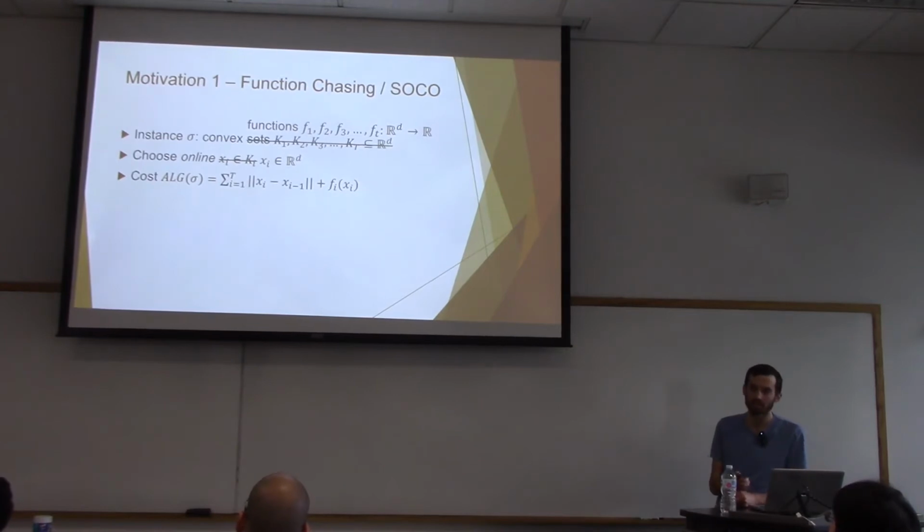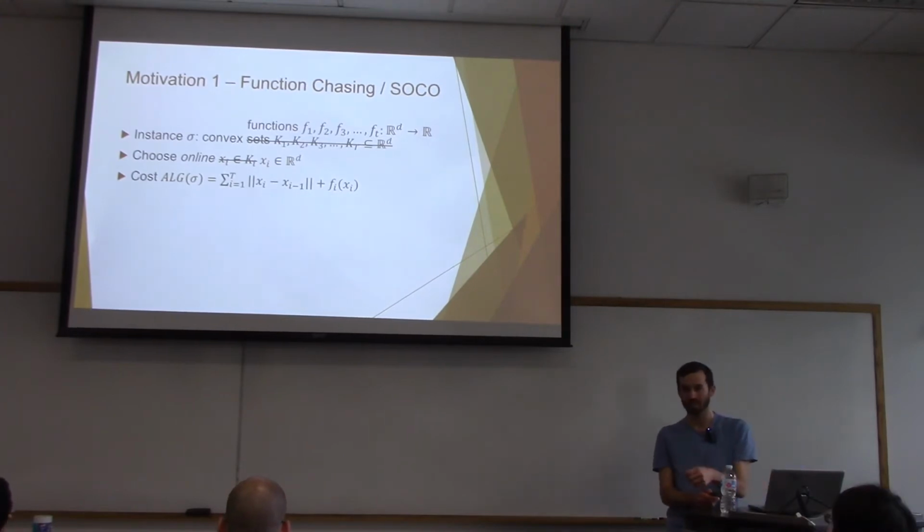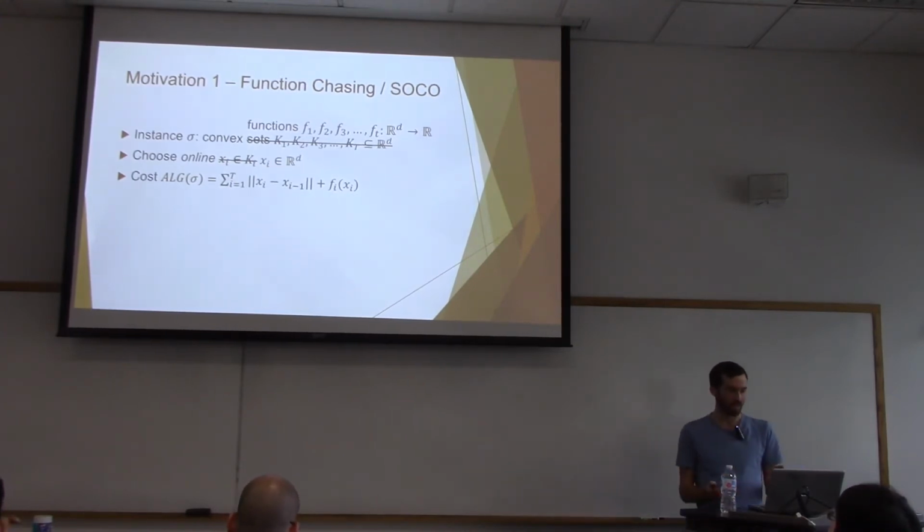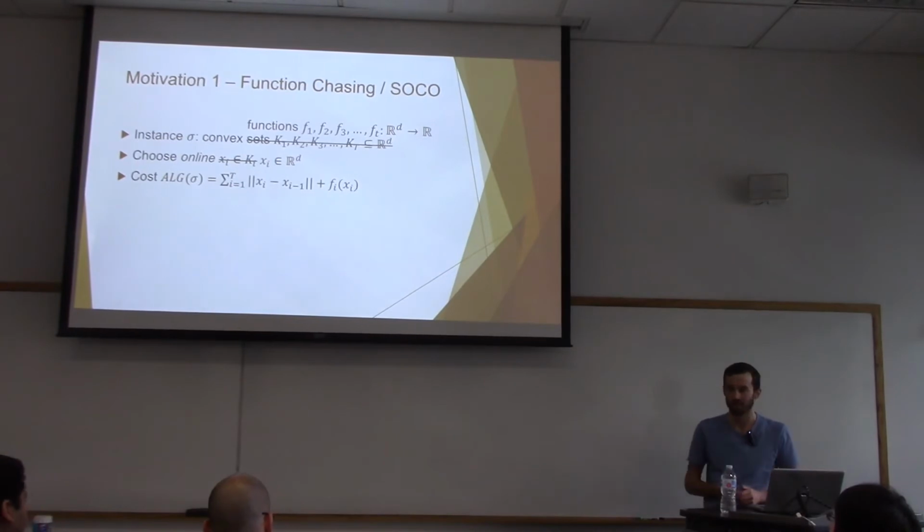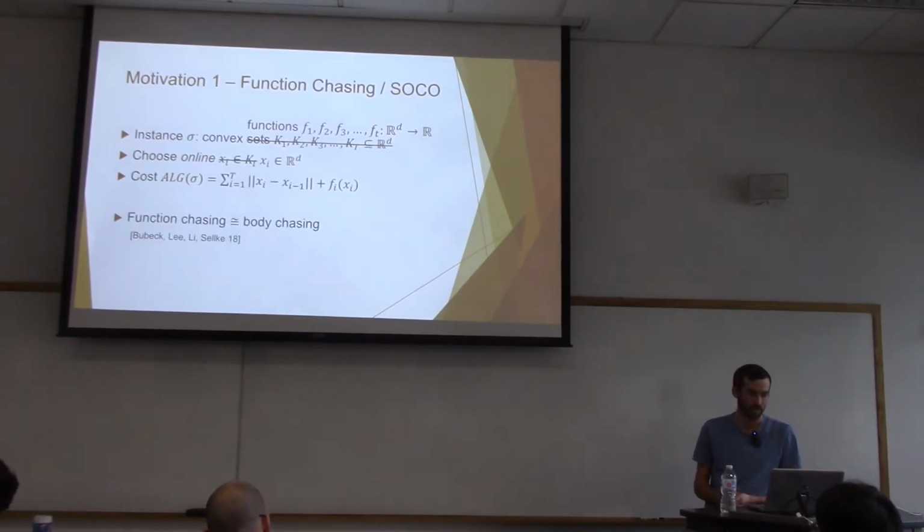It's easy to see that this generalizes convex body chasing because the function could be 0 on a convex set and infinity everywhere else, and then I have to play a point in that set and the f_i term in the cost goes away. But they're actually equivalent problems up to maybe some constant factor, and this reduction was shown in a paper that we will reference many, many times throughout this talk, so get used to the names Sebastien Bubeck, Yin Tat Lee, Yuanzhi Li, and Mark Sellke.